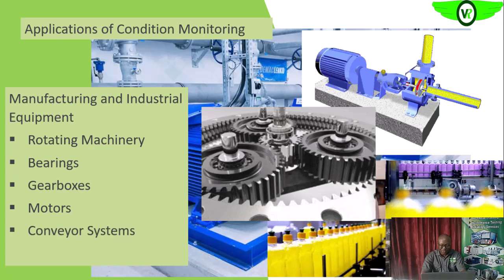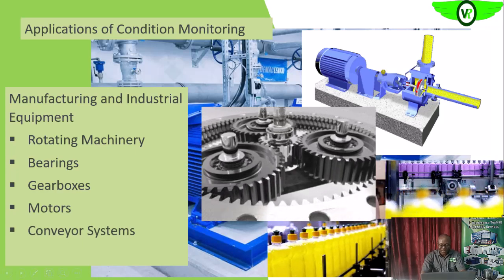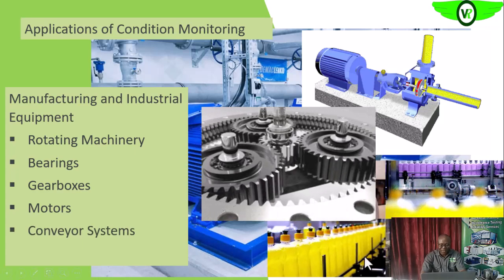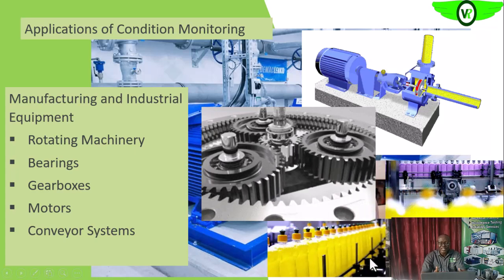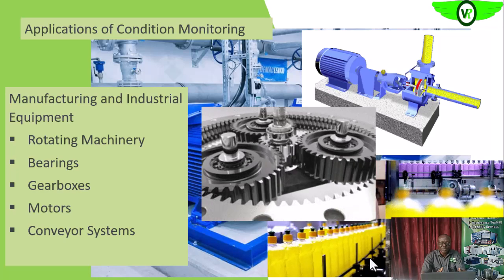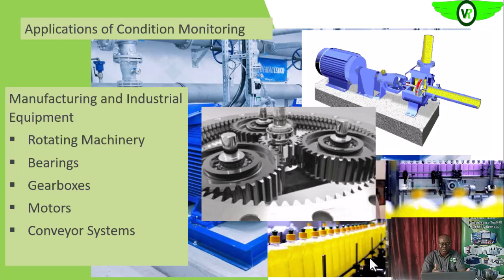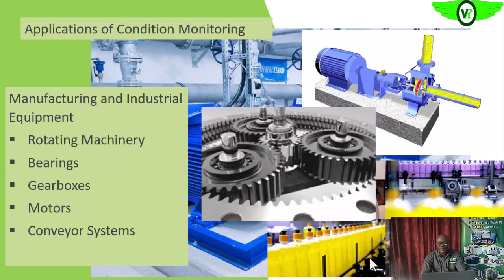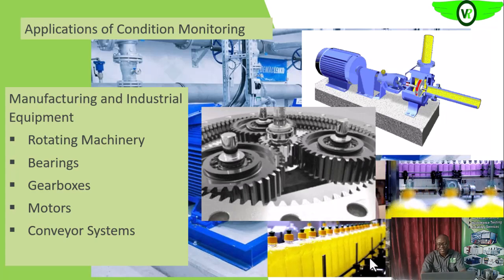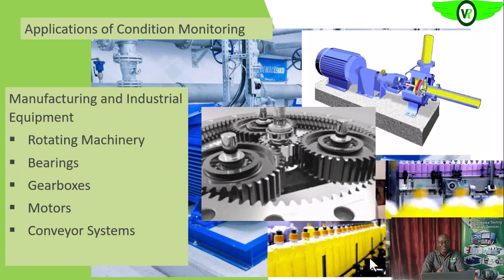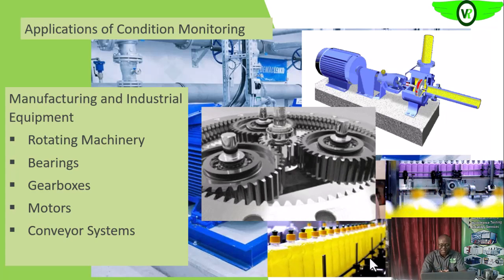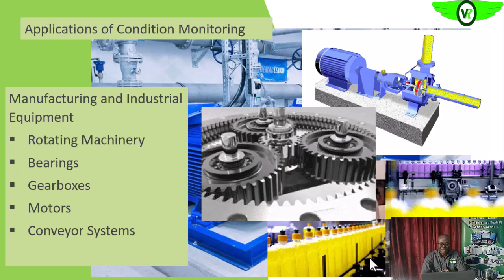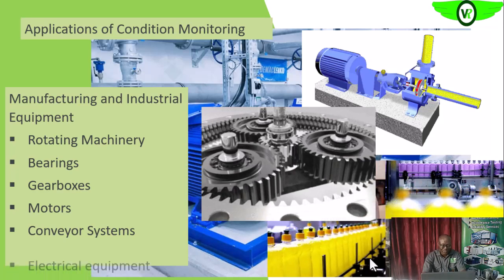So condition monitoring can be deployed there, even on the conveyors. We can use infrared thermography to look at these conveyors to see their conditions, ranging from the rollers to the bearings and even the conveyor belts themselves. Are we getting it? So all of these are areas we can apply it.